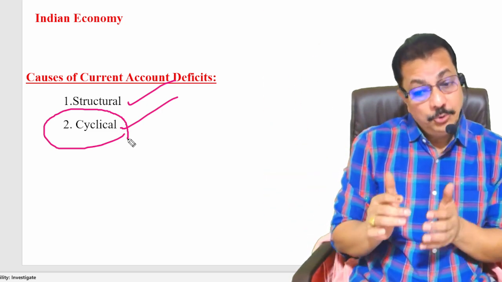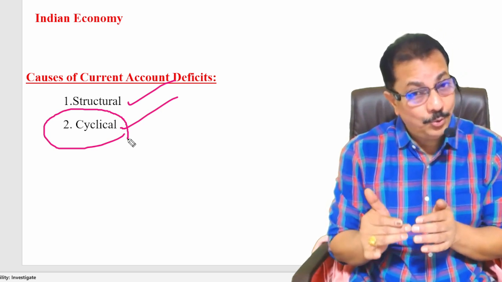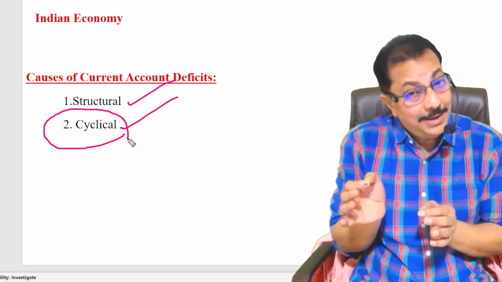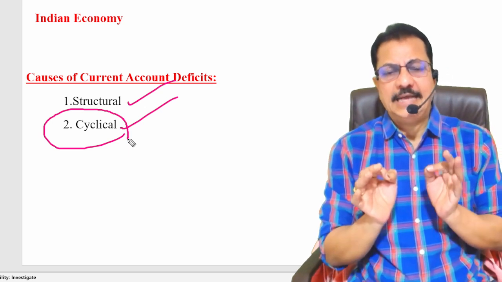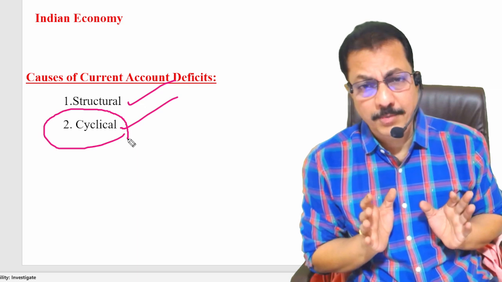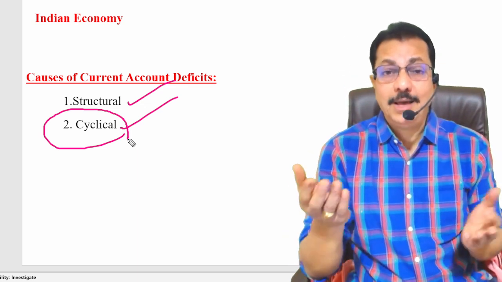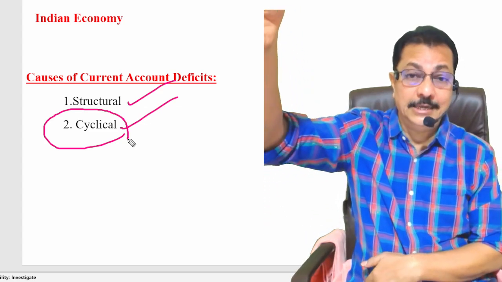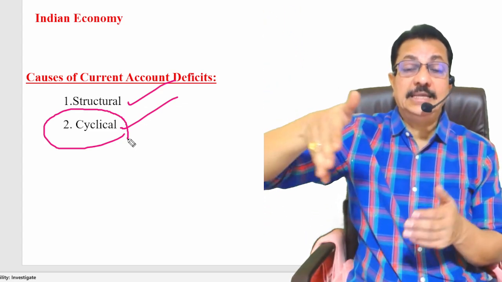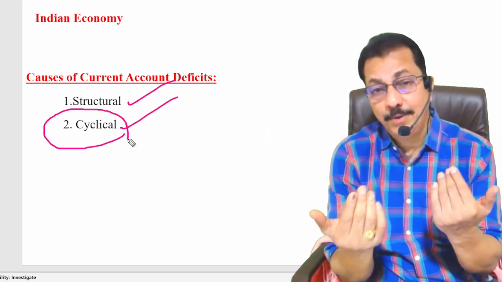Because you may be ready for more exports. Is that okay? You may be ready for more exports and you are ready for less imports, and you want to keep your current account as a surplus. There is no problem at all. But when you are trying to export more, where are you exporting? You are exporting to some other country or countries. But what is the guarantee that country or countries may be ready to import from you?